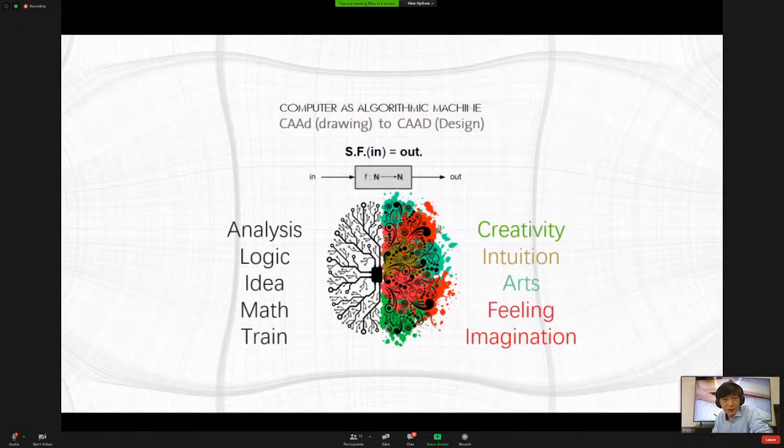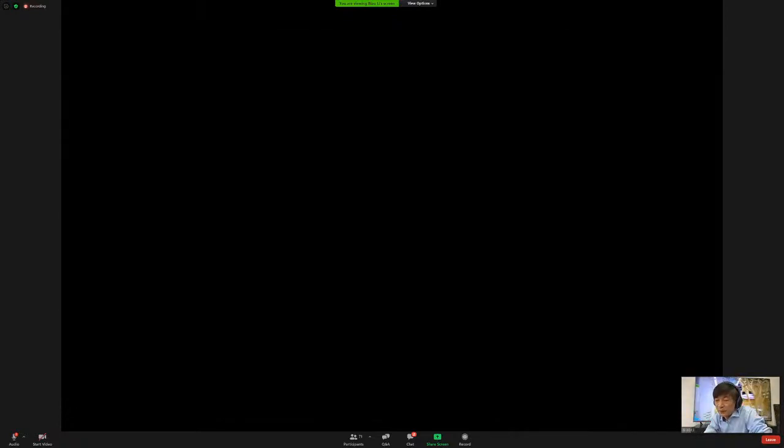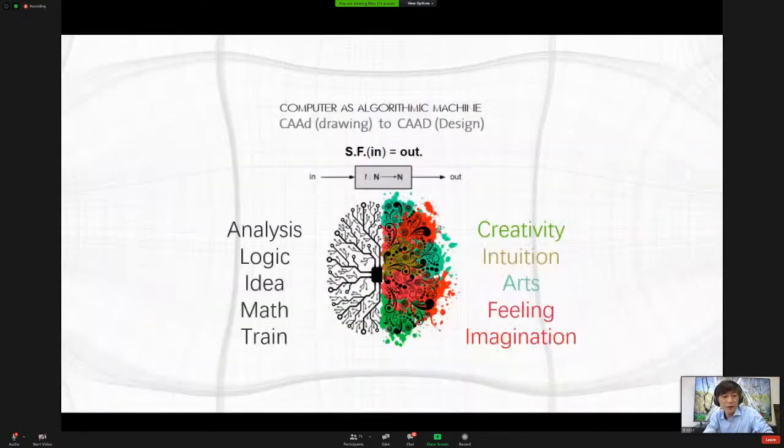And we also need a super function which can serve most architecture thinking or methodology, or new methodology. So we are creating such kind of crazy tools. Okay, that's my lecture.